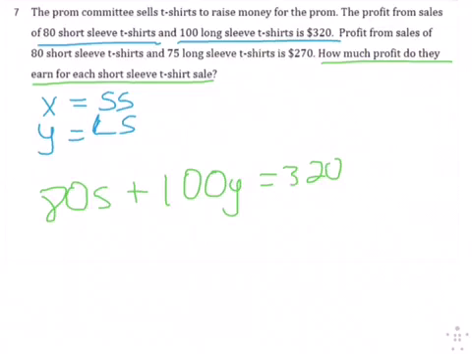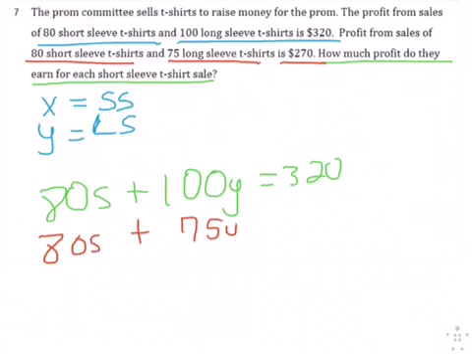Then our second equation is going to come from the second sentence. 80 short sleeve t-shirts and 75 long sleeve t-shirts is $270. So 80S plus 75Y equals $270. So when we take a look here, this is a system of equations, and we need to figure out, do we use substitution or elimination?